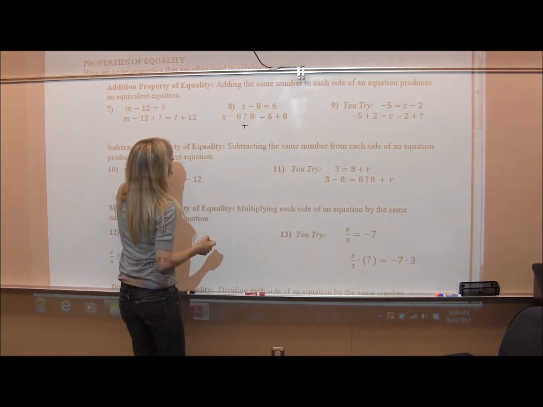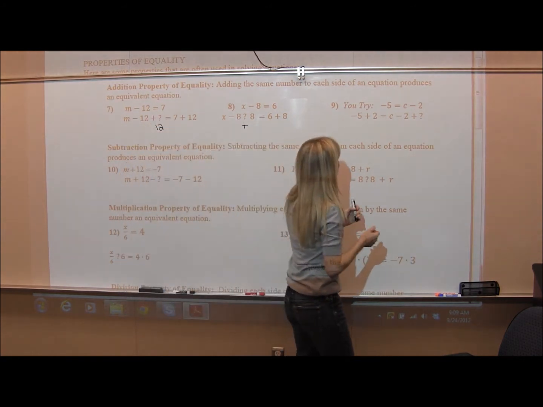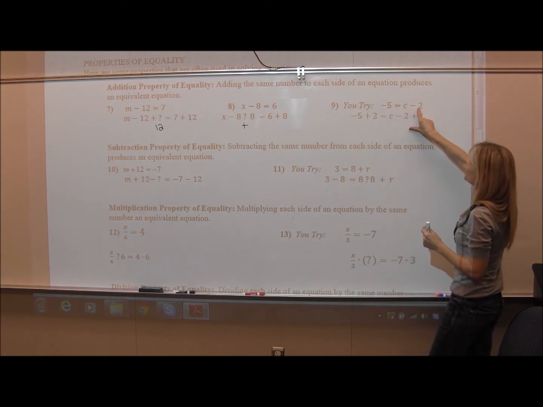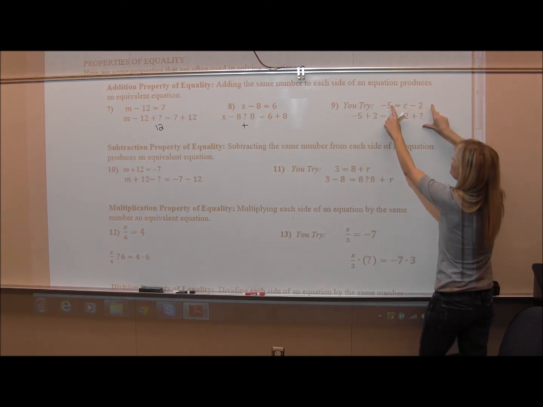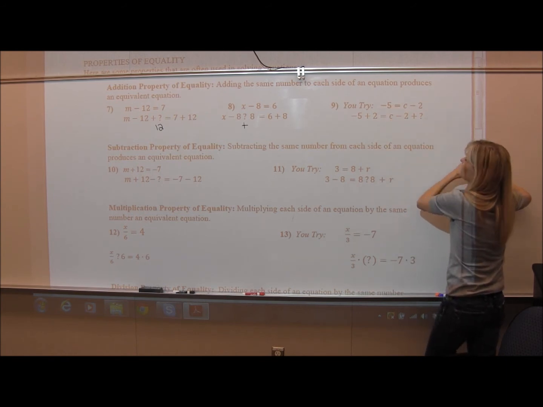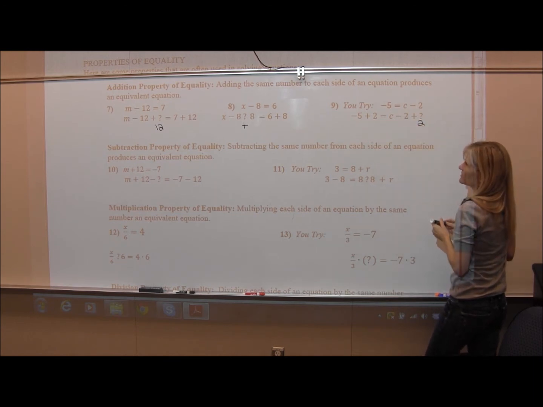And again, I structured this just like your homework. Okay. So here, we have -5 equals c minus 2. We can add 2 to both sides. Oh, I just did your u try for you. I'll give you all the rest of the u tries. Okay, so we've added 2 on this side, which means we need to add 2 on this side.